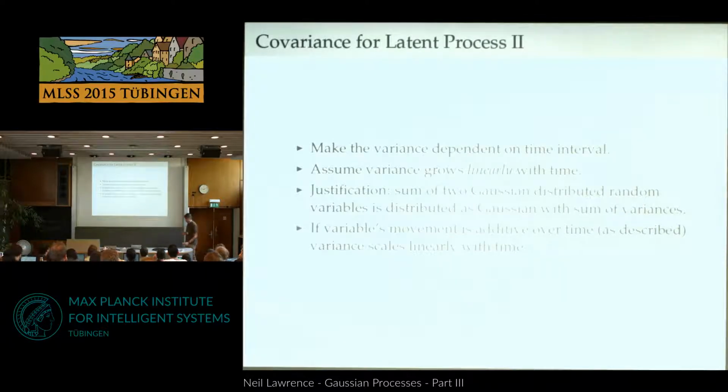Now, we need to make that continuous. And the way we're going to make that continuous is we're going to just assume, and this is actually the only sensible assumption, that the variance grows linearly with time in the process. So that over time, the variance is going up. That has to be the case because the sum of two Gaussians is also distributed as a Gaussian with the sum of variances. So if we're adding incremental amounts of variance in discrete time intervals, then the additive thing has to occur on the variance.